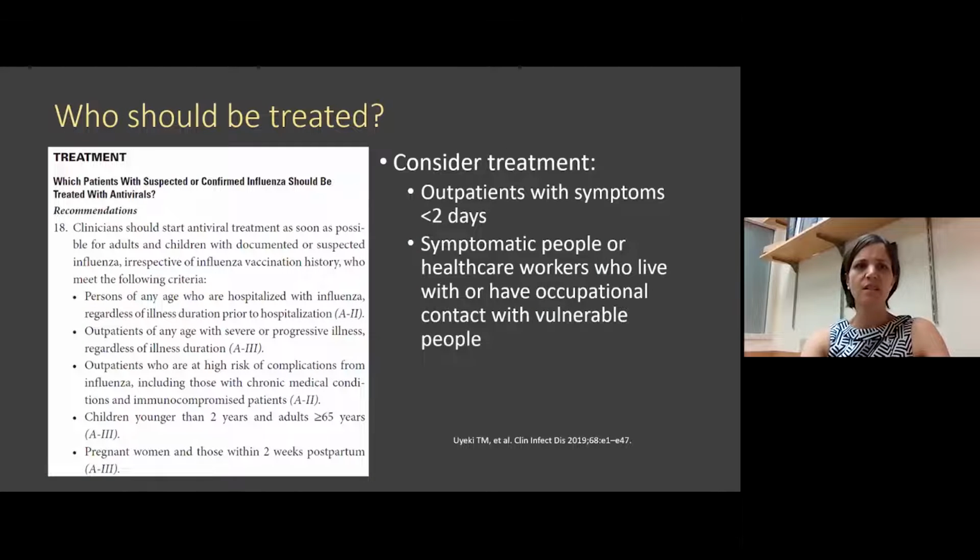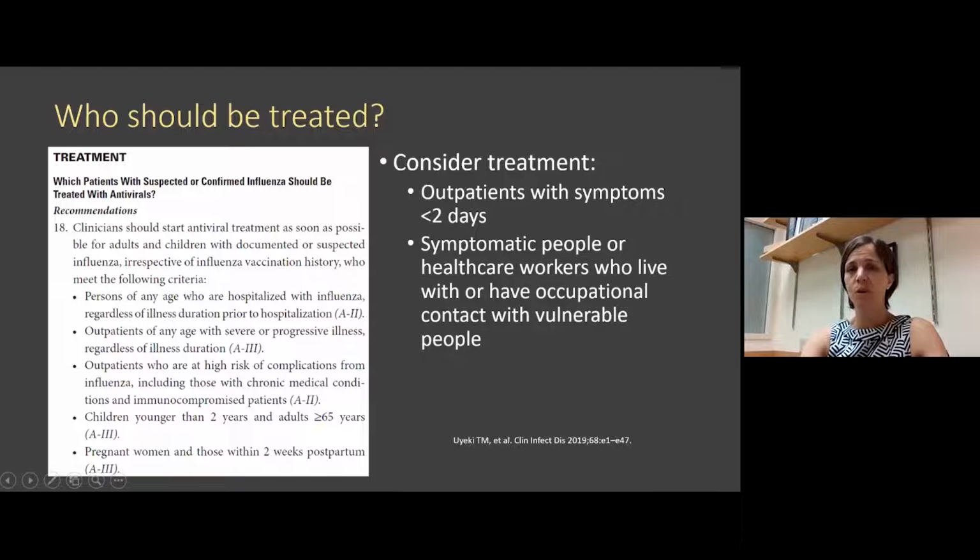So who should be treated? This is taken from the recent influenza guidelines. Clinicians should start antiviral treatment as soon as possible for adults and children with documented or suspected flu, irrespective of their vaccination history, if they are hospitalized, regardless of how long they've been sick, or if they have severe or progressive illness. Also, patients who are at high risk of complications, like our case patient, including those with chronic medical conditions and immunocompromised, like our patient. You should also treat children younger than 2 and adults over 65, and pregnant women up to 2 weeks postpartum.